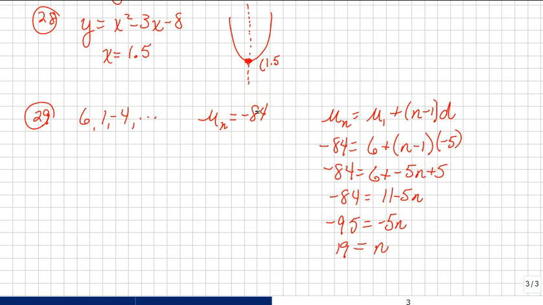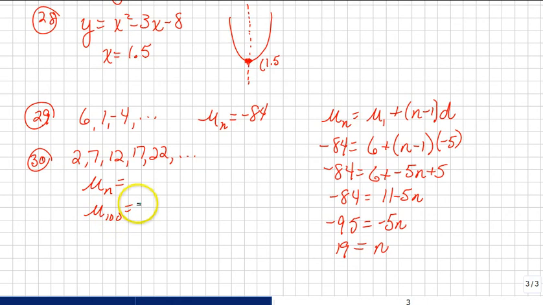Number 30. What is the 100th term in the sequence 2, 7, 12, etc.? So 2, 7, 12, 17, 22. It doesn't tell you whether it's arithmetic or geometric, but it's kind of obvious that each term is increasing by 5. Therefore, it's arithmetic. We're going to use the exact same formula from the last problem. So what is the 100th term? That's the term we don't know, so we're looking for u sub 100.